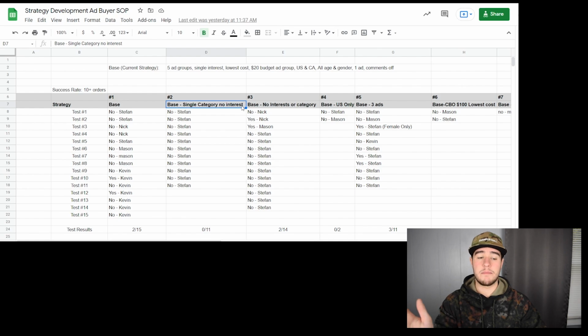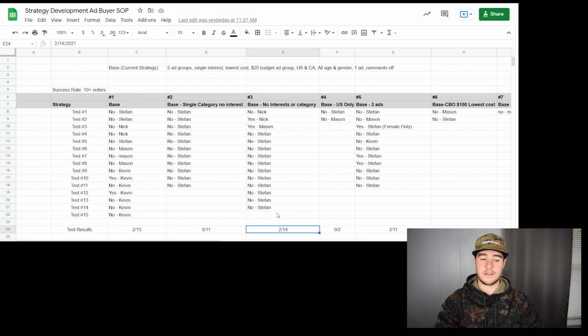But nevertheless, I realized I completely messed up on that last one. That one was targeting a category and not an interest. I believe I said it was no category and no interest, but that one is actually targeting a single category. This one, however, is the no interest, no category. So this is basically this strategy with no targeting at all.